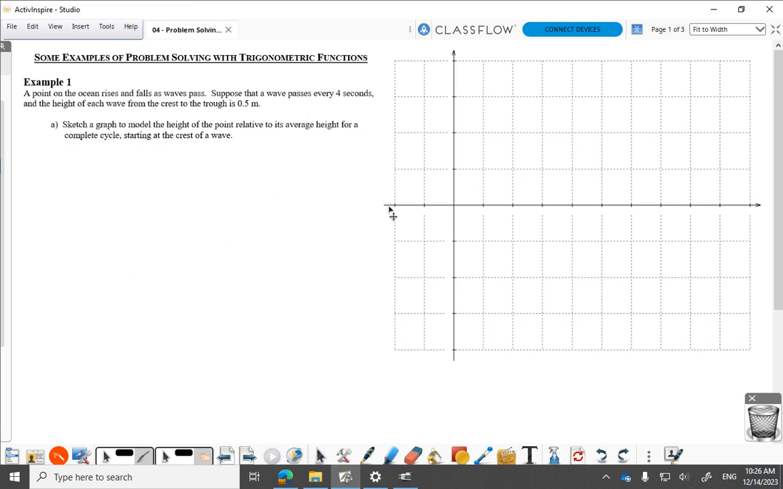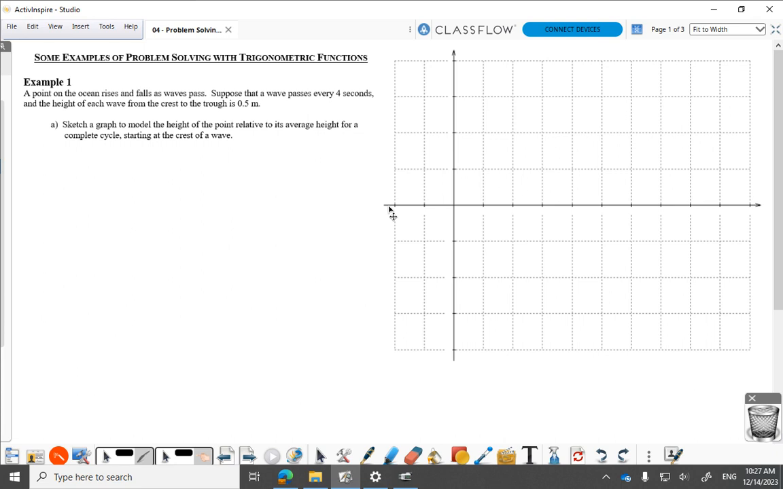A point on the ocean rises and falls as waves pass. In fact, you can picture a little duck sitting out there on the ocean. I know ducks don't go out in the ocean, but it's a fun example, so let me go with it. So, a duck sitting out in the ocean, and as the waves go past, the duck's just going up and down as the waves go by. The waves move by, and the duck just sort of sits there in the same spot. Okay?